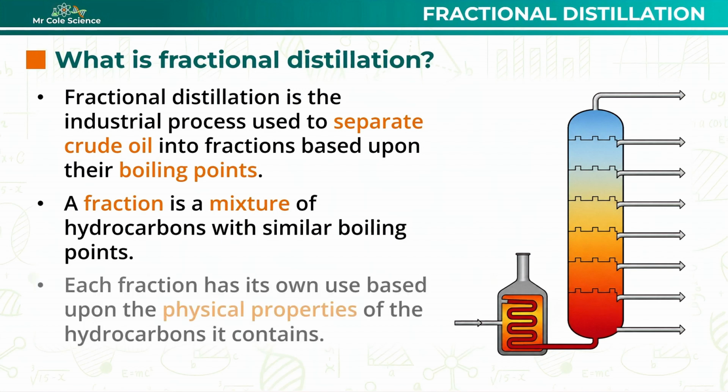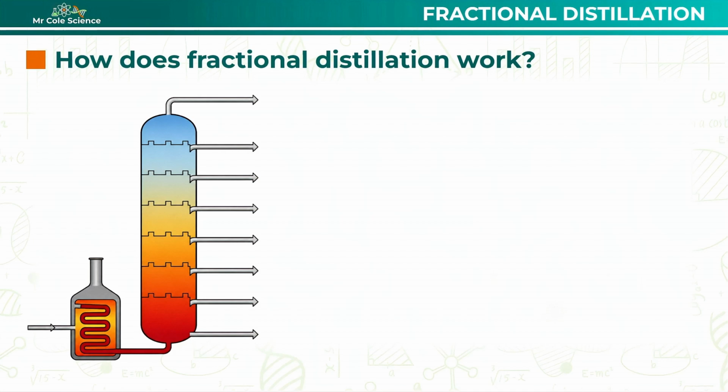And this means that each fraction has slightly different physical properties, and therefore each fraction has its own particular use based upon those properties. For example, one fraction might be suitable for use as petrol in car engines, whilst another is more useful as aviation fuel or diesel. So fractional distillation is the process of separating the complex mixture of hydrocarbon molecules within crude oil into groups, or fractions, based upon their boiling points. But how does the process of fractional distillation actually work?